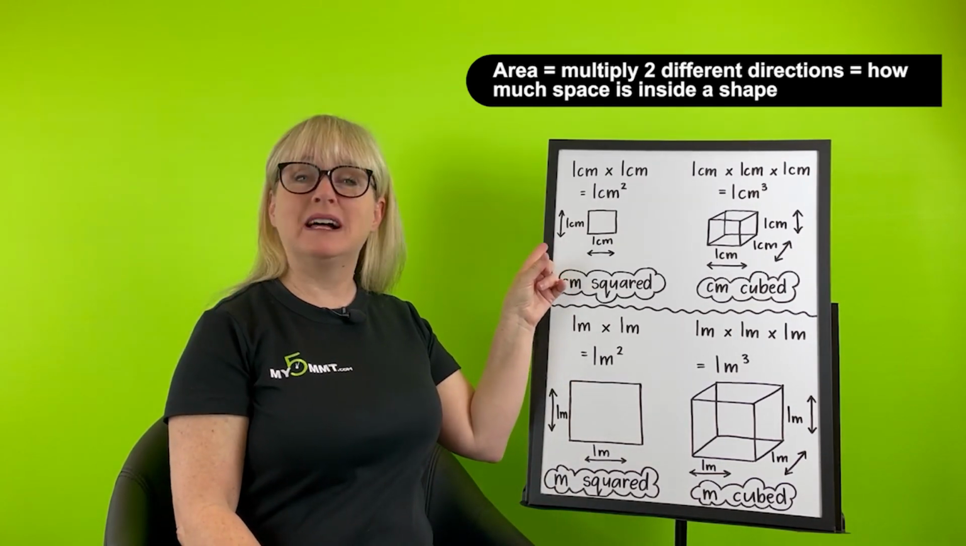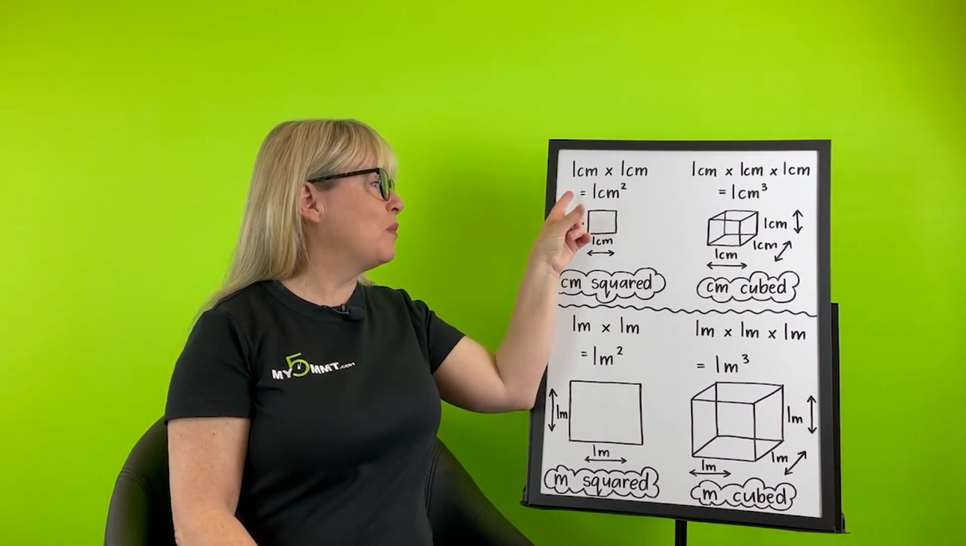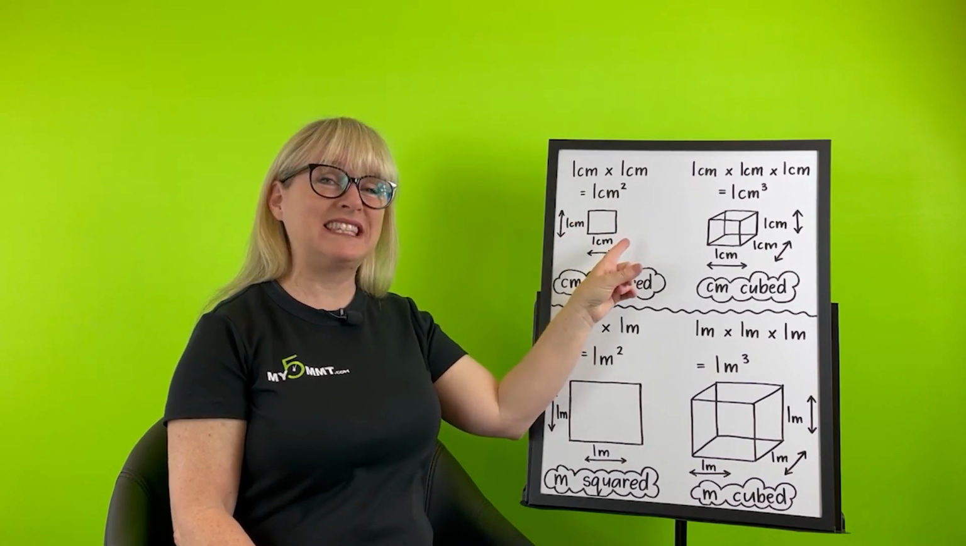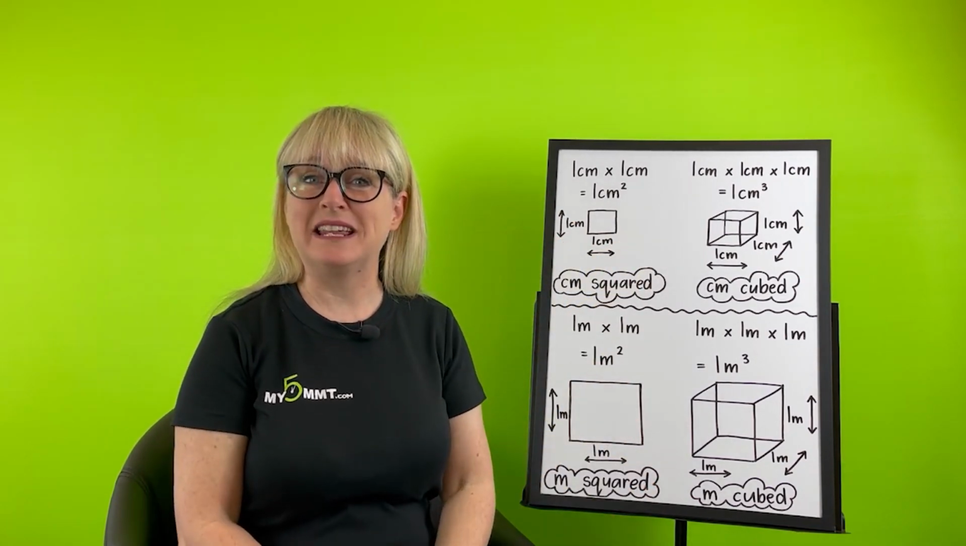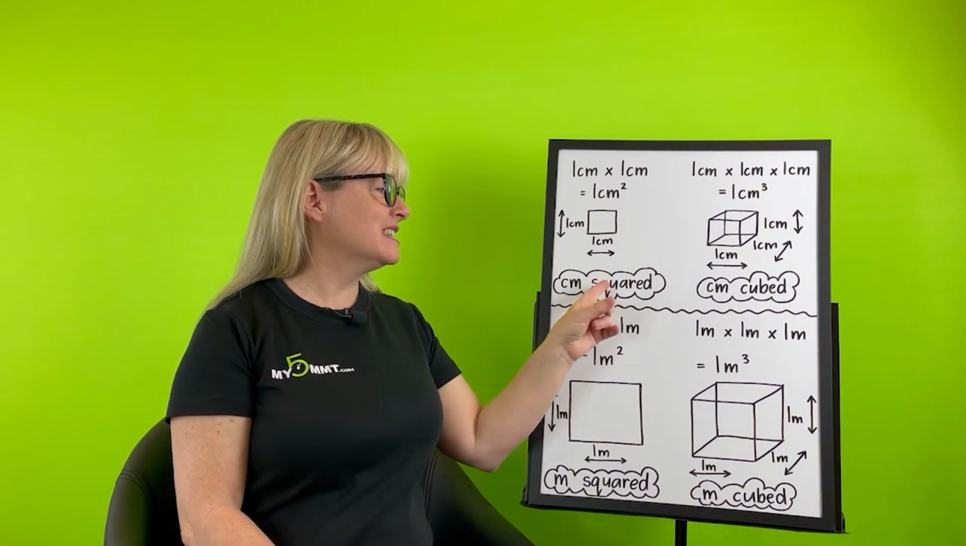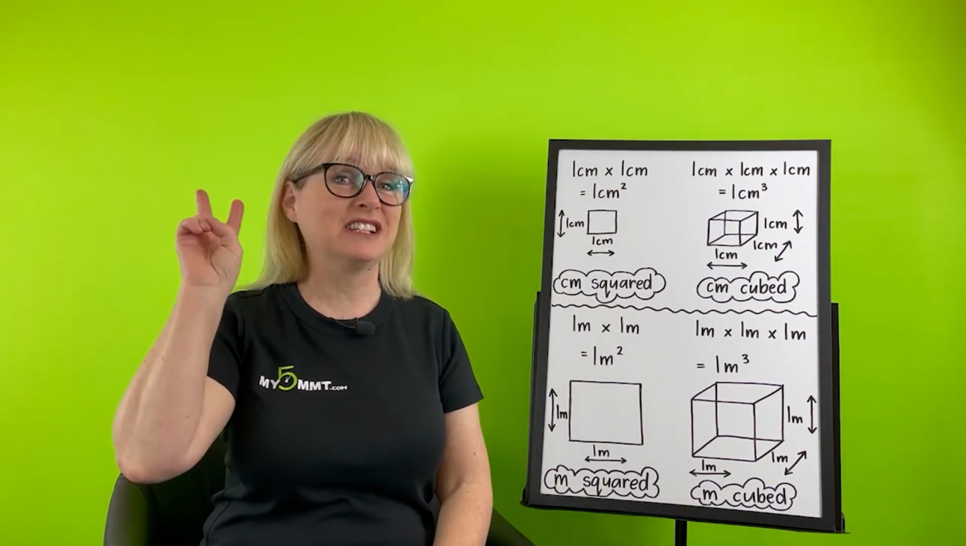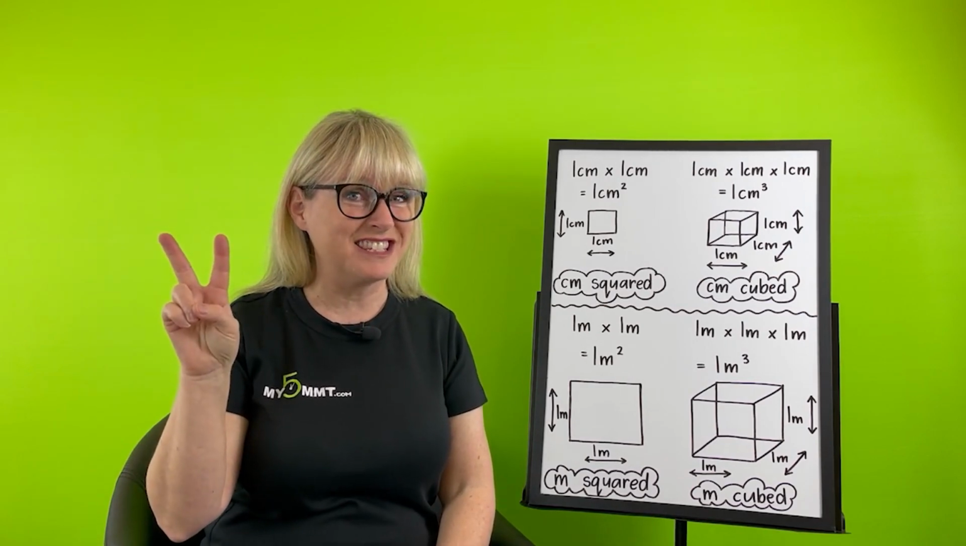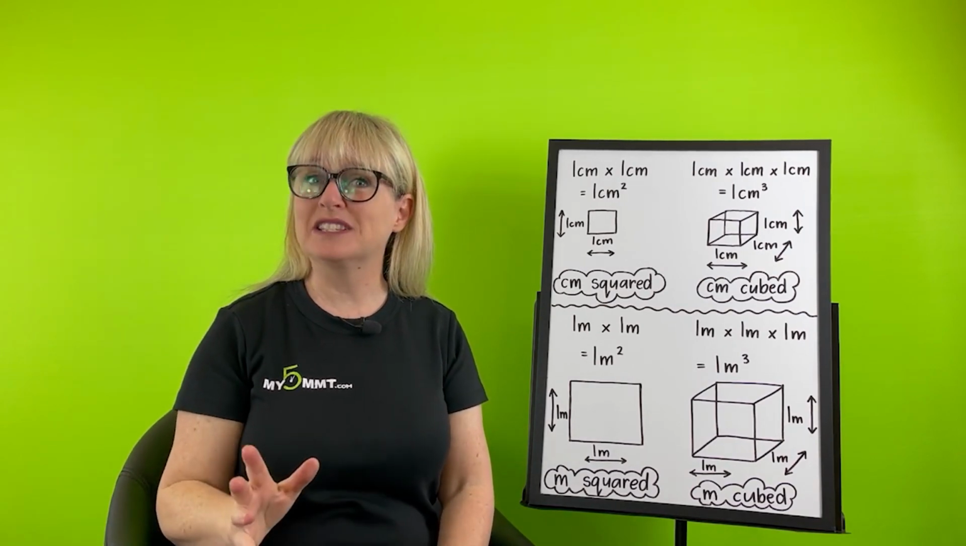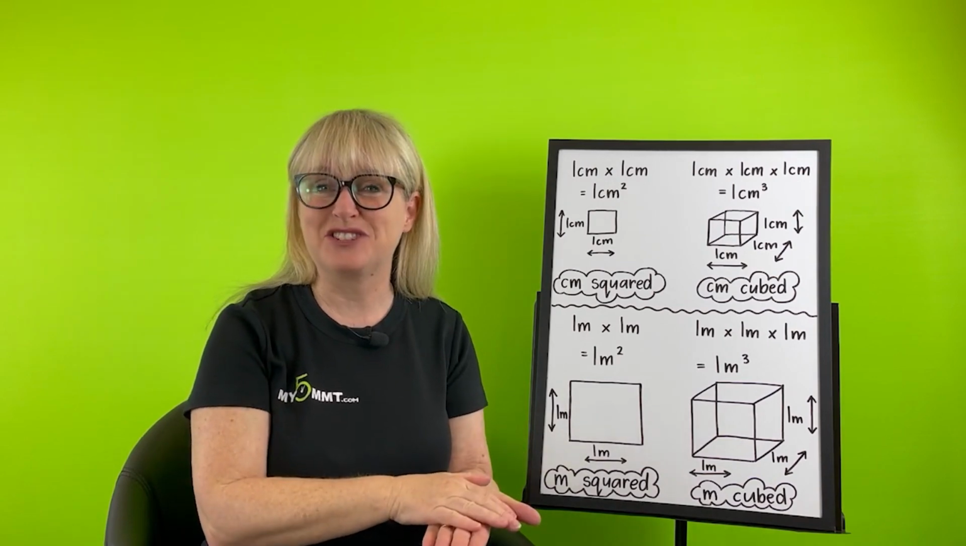For example, my little square here. I'm doing 1 centimetre times 1 centimetre. It's 1 centimetre squared. Now we say squared, but we put a little 2. It's a great reminder that we're actually multiplying two different directions together, and it works only with flat two-dimensional shapes.